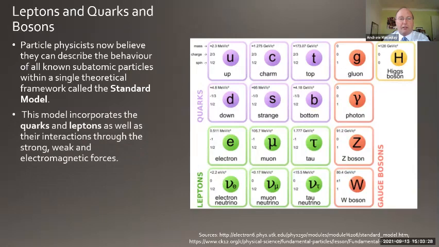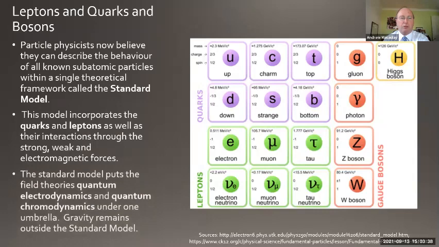The model incorporates quarks and leptons as well as their interactions through the strong, weak and electromagnetic forces. So strong nuclear force, weak nuclear force, and electromagnetic forces. The standard model puts field theories of quantum electrodynamics and quantum chromodynamics under one umbrella. The one thing that's not under the umbrella is gravity. Gravity remains outside the standard model.